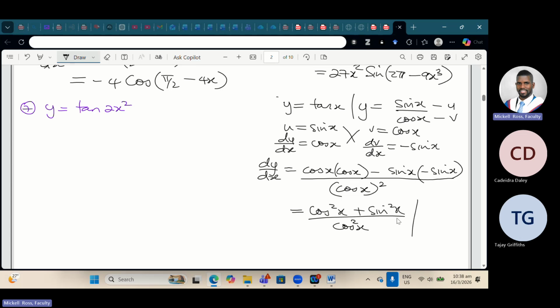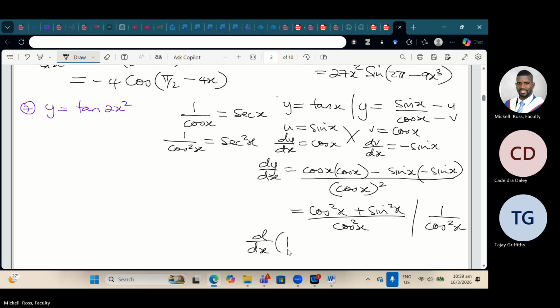Now, from our trig identities, we know that cos squared x plus sine squared x is equal to 1, so this is 1 over cos squared x. And one of the rules that I gave you is that 1 over cos x is equal to sec x. So 1 over cos squared x is equal to sec squared x. That means when you differentiate tan x with respect to x, it is going to be equal to sec squared x.